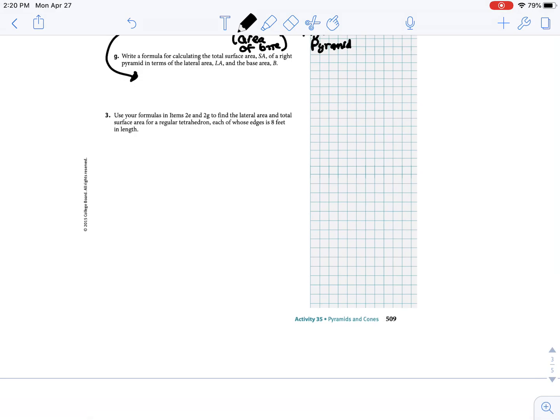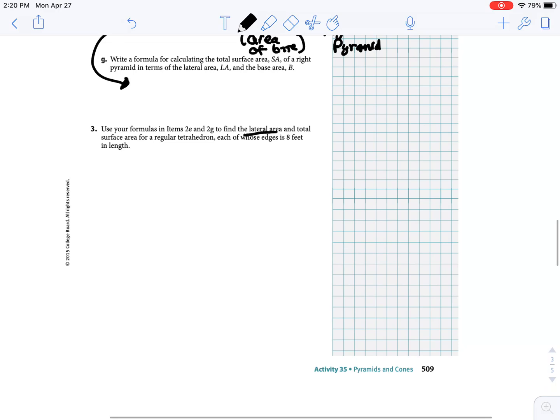Okay, so now that we've come up with quite a few formulas, what I want to do is make sure we understand how we can use those formulas in a couple of different ways. And then I do want to summarize and show you another example of maybe a more complicated pyramid and how we might have to find surface area. Okay, so using the formulas that we came up with a little bit ago, I want you to find the lateral area and the total surface area for a regular tetrahedron whose edge is 8 feet.